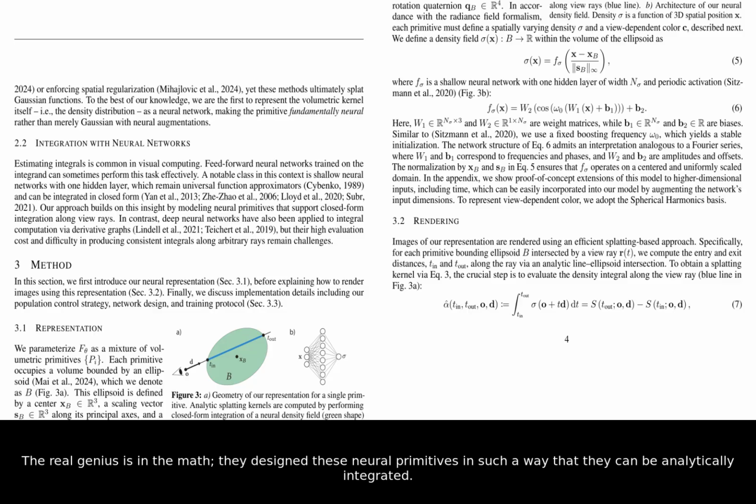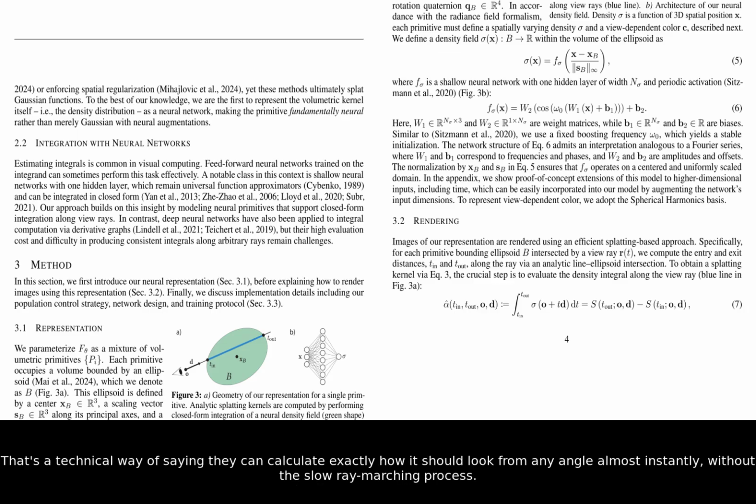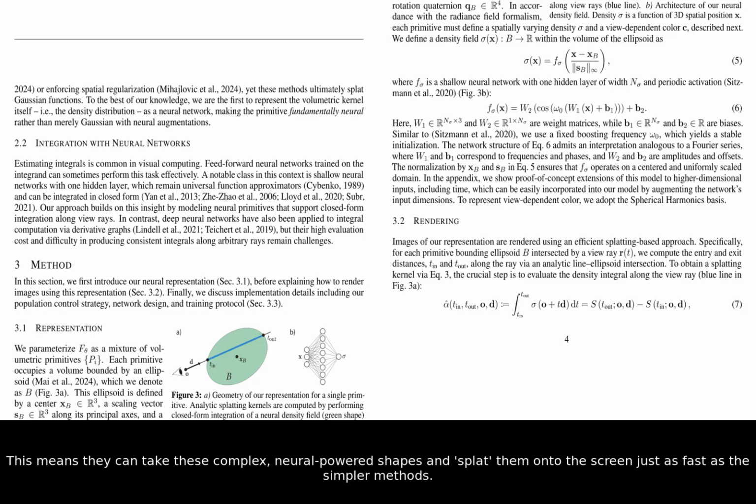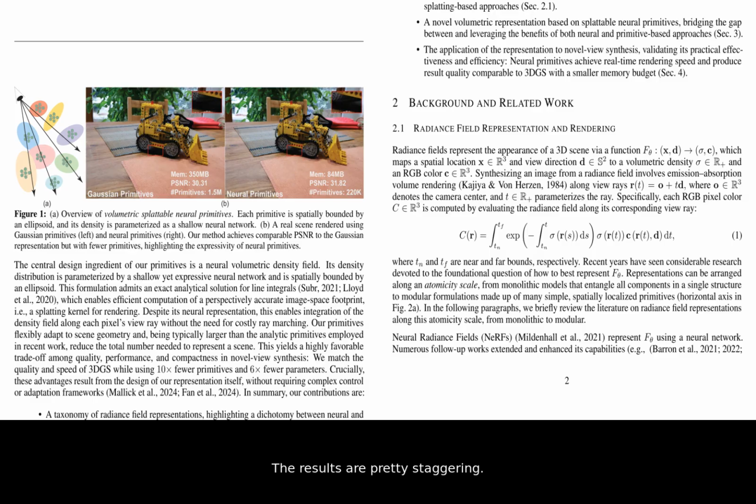They design these neural primitives in such a way that they can be analytically integrated. That's a technical way of saying they can calculate exactly how it should look from any angle almost instantly, without the slow ray marching process. This means they can take these complex, neural-powered shapes and splat them onto the screen just as fast as the simpler methods. The results are pretty staggering.